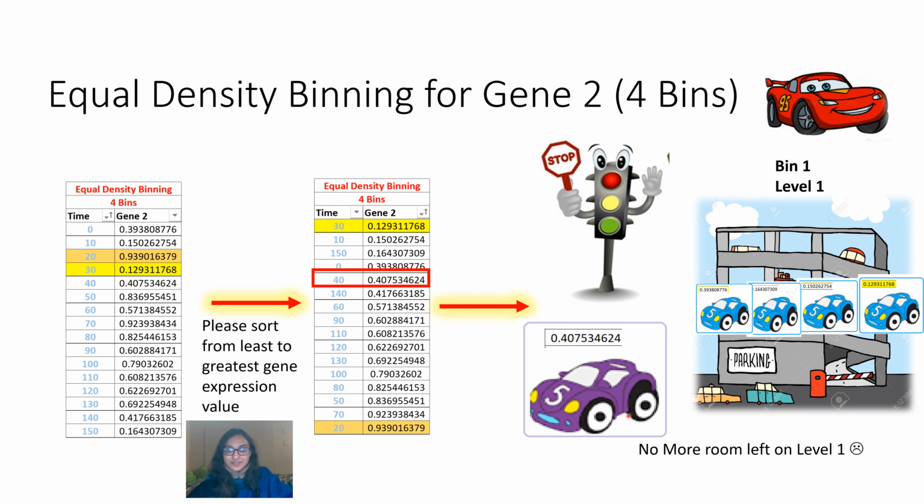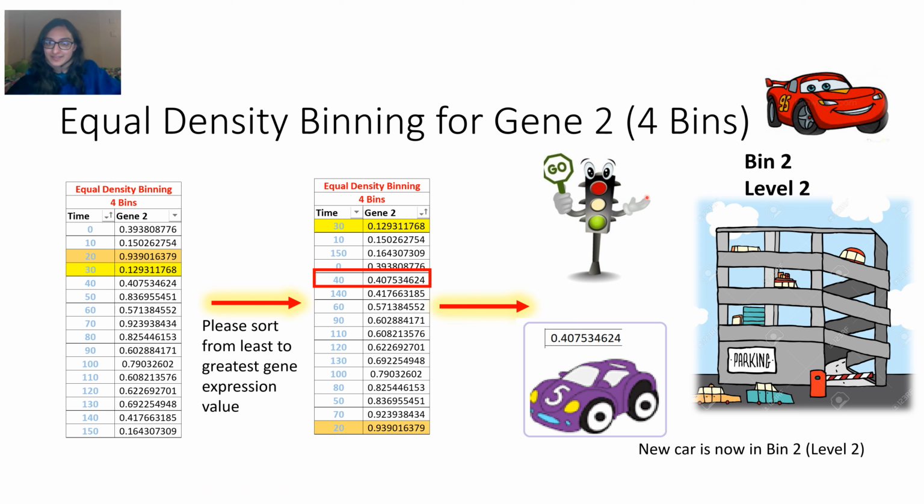Now this next car is going to come, and it's going to be really disappointed. It's going to say, huh? You don't have a spot for me? Okay, well, there's no more room on this level. Oh gosh, it's not letting me through. I let the first 4, and then it's like, no more allowed. Now I have to wait for the next level to open up. So problem solved, there's another level that's open. This car is going to go right onto level 2, the next bin, number 2.